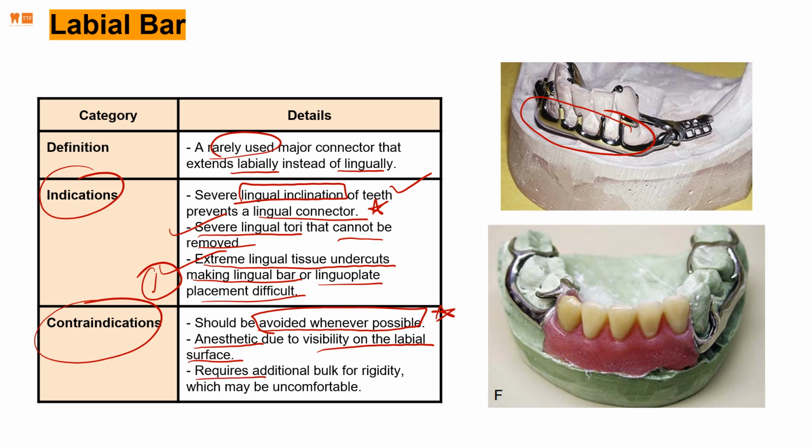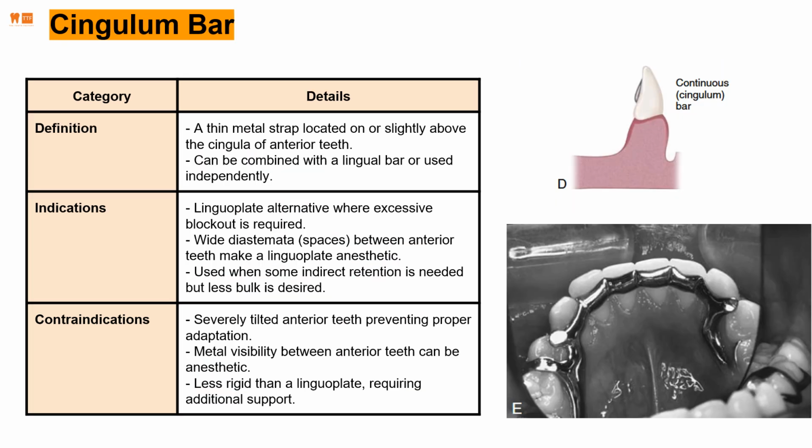It requires additional bulk for rigidity, which may contribute to discomfort. Then comes a cingulum bar, and just the cingulum bar, right? Look how open these teeth are, guys. So it's just the cingulum bar. Right off the bat, tell me how many people do you think it will have food lodgement. All of our hands are raised, right?